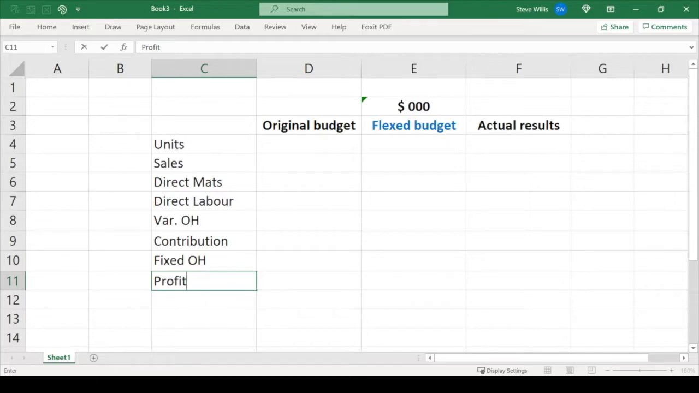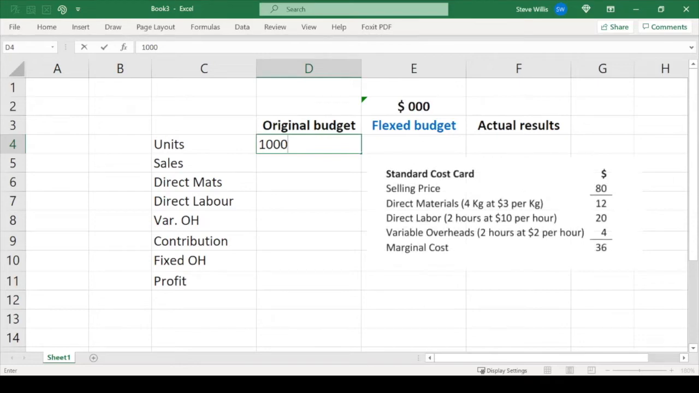Let's continue with the units, and the budgeted units are 1,000. We will round off to the nearest thousand, and we will work in some country's dollars. So, the revenue: if we sell 1,000 units multiplied by an $80 selling price, divided by 1,000 because we're rounding off, we're at 80. So we can just pull those figures from the cost card and get the original budget.